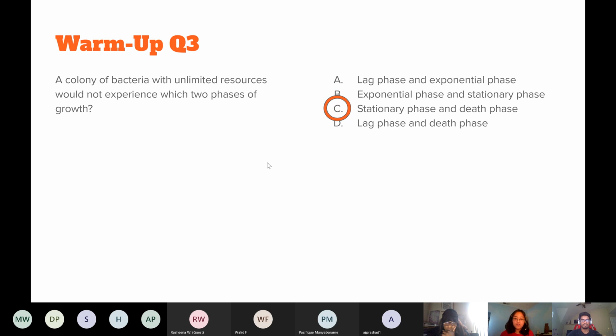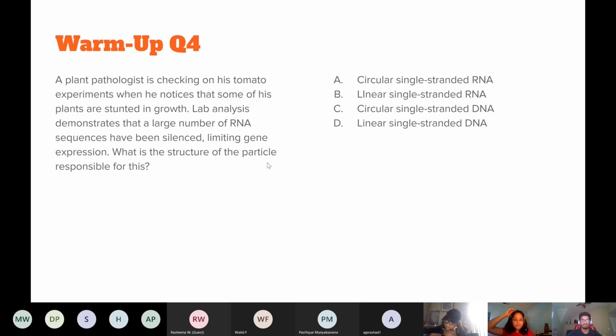Okay, so warm-up question number 4. We have a plant pathologist, and he went to check on his tomato experiments, and he noticed that some of his plants weren't growing very much. They're stunted in growth. Lab analysis demonstrated that a large number of RNA sequences were silenced, limiting gene expression. What is the structure of the particle responsible for this? So this is kind of an indirect question.